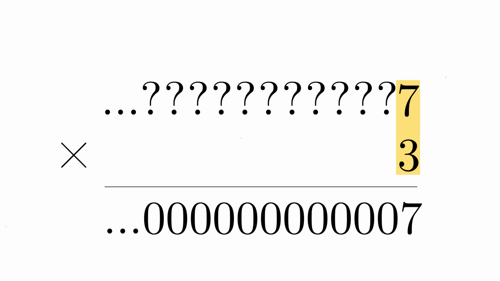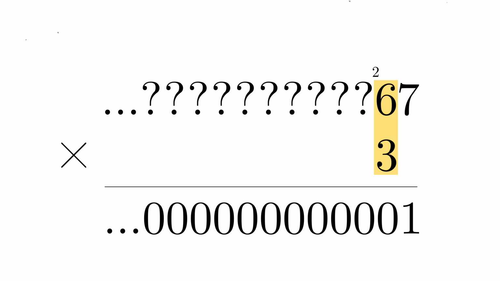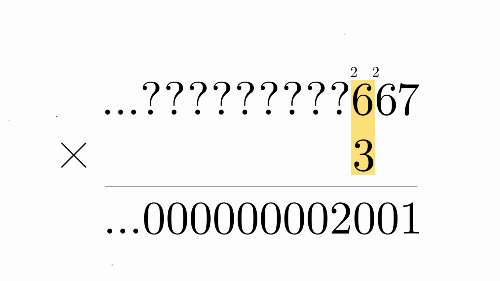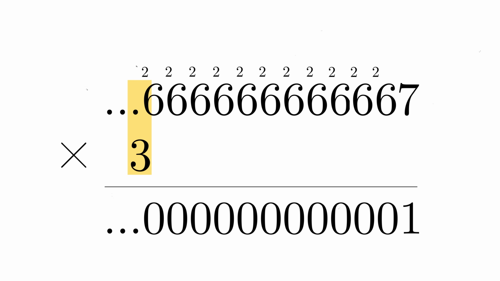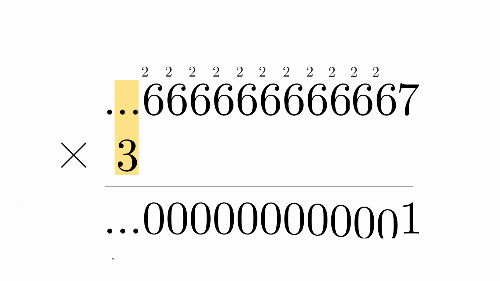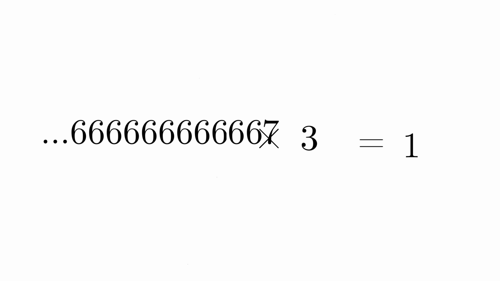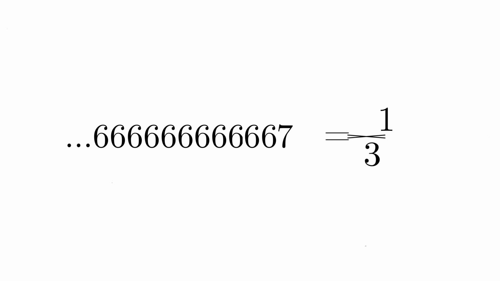Well, 3 times 7 is 21, so that gives us the 1, and then we carry the 2. Now, what times 3 plus 2 gives us a 0? 6. 3 times 6 equals 18, plus 2 equals 20, so we have a 0 and we carry the 2. Put another 6 there and we get another 20 again, so if we put a string of 6s all the way to the left, they will all multiply to make 0. So an infinite string of 6s and 7 is equal to 1/3.